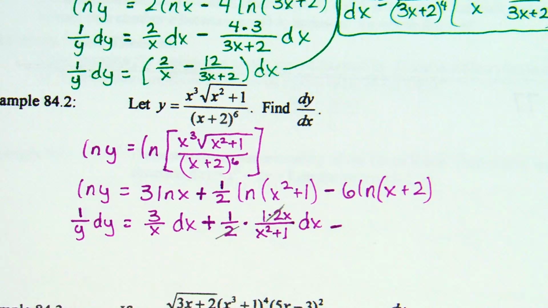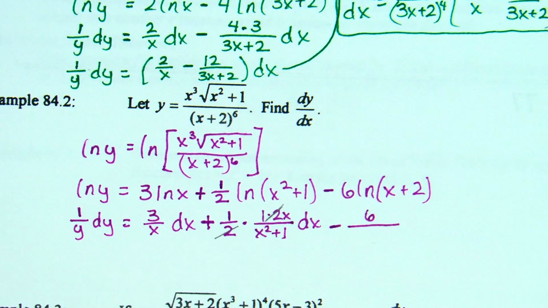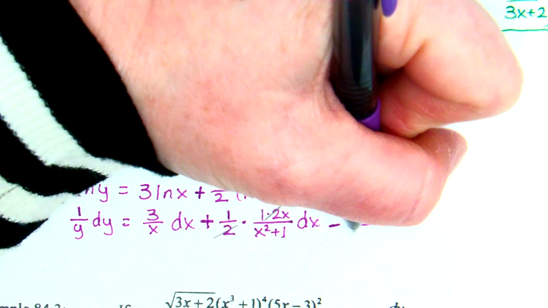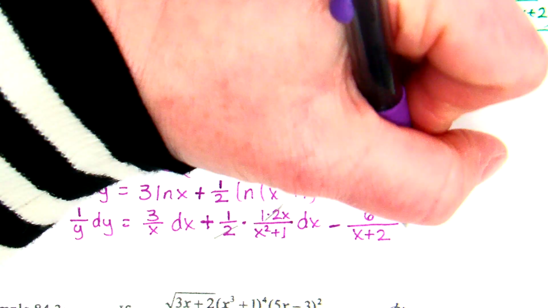Minus 6 natural log of x plus 2, that derivative. Minus 6 over x plus 2. 6 goes on top. Derivative of natural log of x plus 2 is 1 over x plus 2, times the derivative of x plus 2, which is 1. Just 1, right? But technically we should always consider it. I'm bad about forgetting to make you guys think about it. And then times dx.